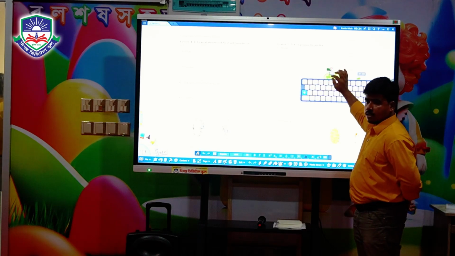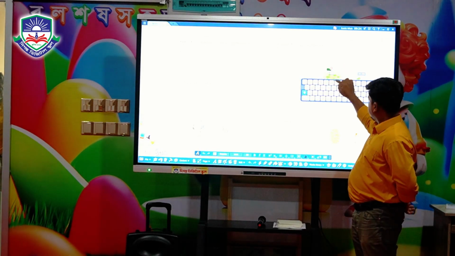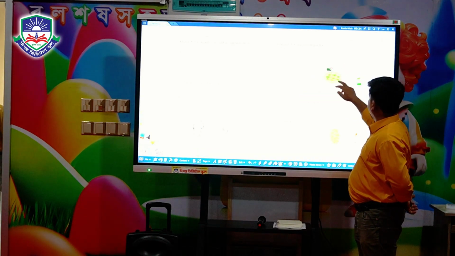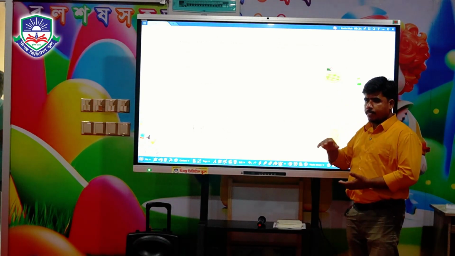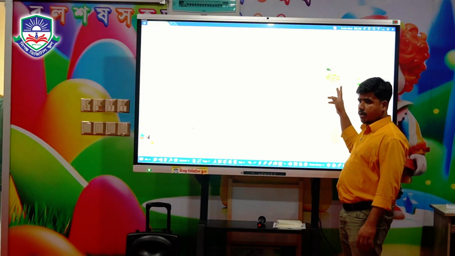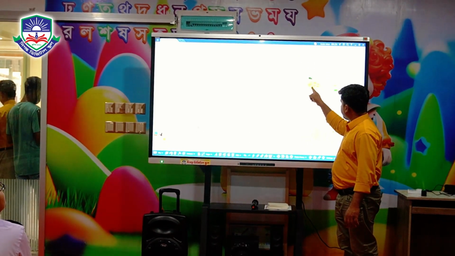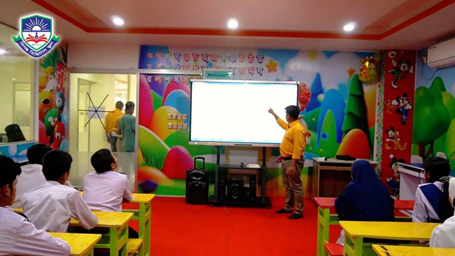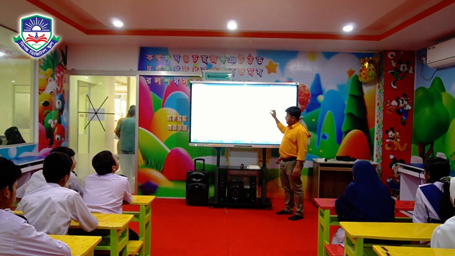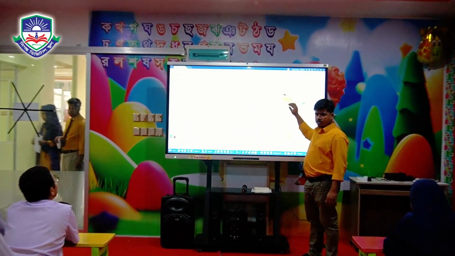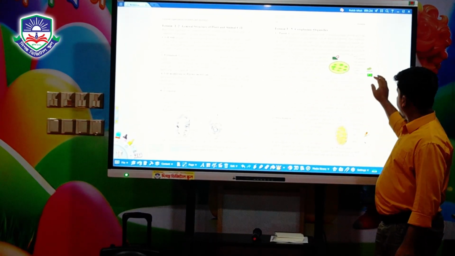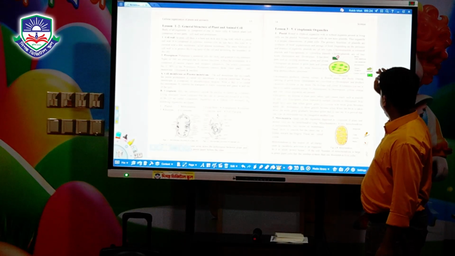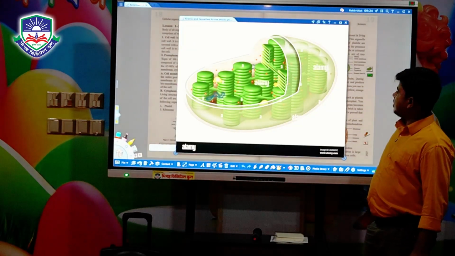These are the stacks. When the stacks are present one by one, they form granum, and these are the channels, tiny channels where two granum are connected together. And this image is not clear, I think. So I will show a clear image of plastid.